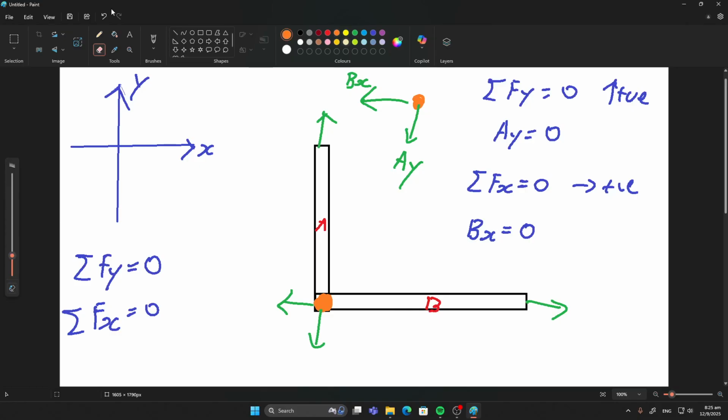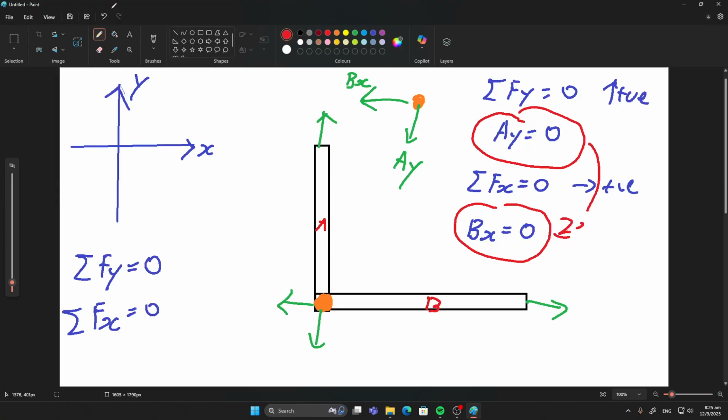So just by looking at my equation, what can I conclude? I can conclude that Ay equals 0 and Bx equals 0, which means that these two are zero force members. Basically, they are not exerting any force at all. This is based on the equation. But if I look at my diagram, this is how I can also deduce it from the diagram.